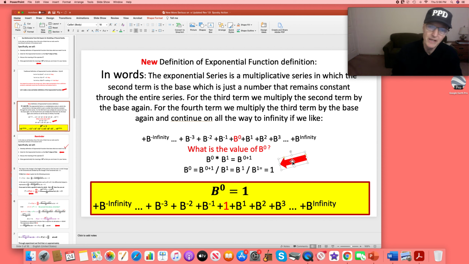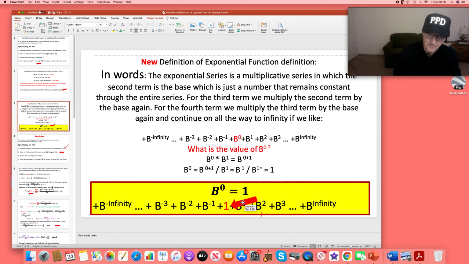So we know that b to the 0 is equal to 1. We just derived that. And I take that and I stick it into the series that we defined above here. And where it says b to the 0, we know what that is. It's equal to 1. So here's the new definition of the exponential function, the exponential series.